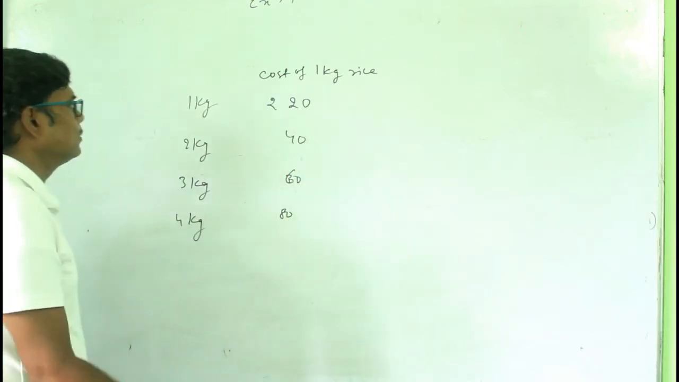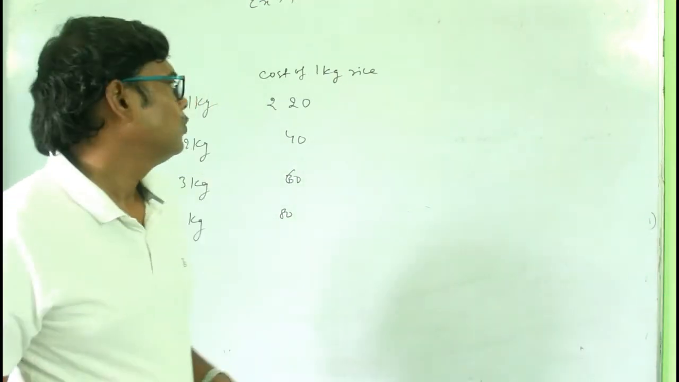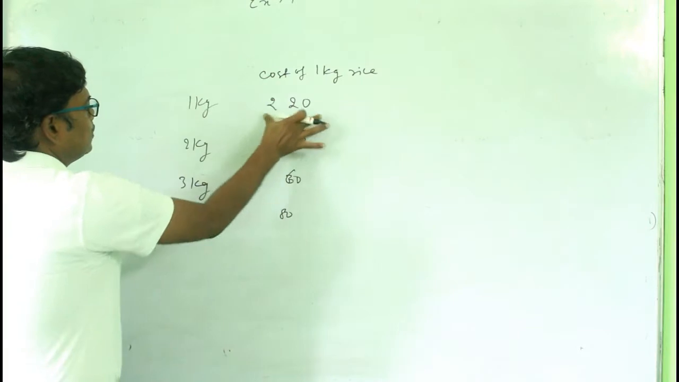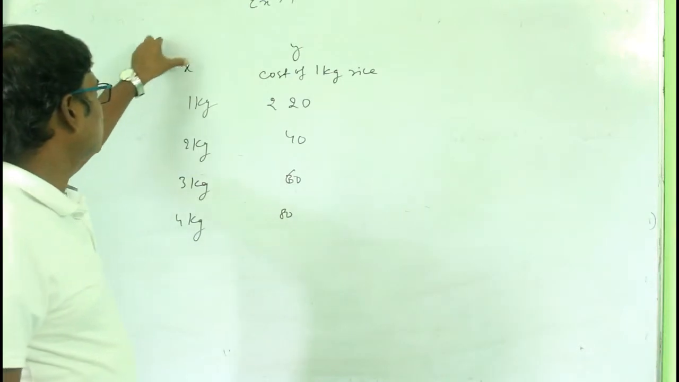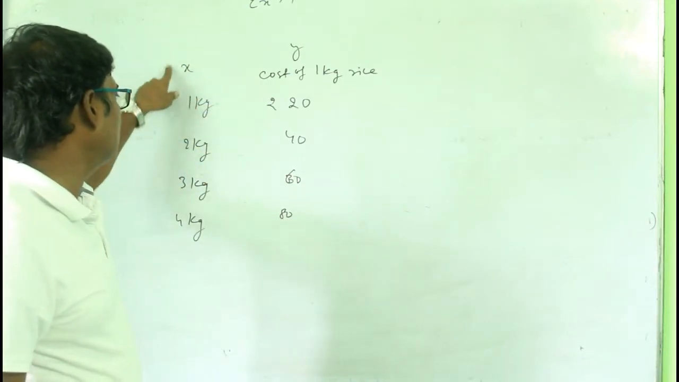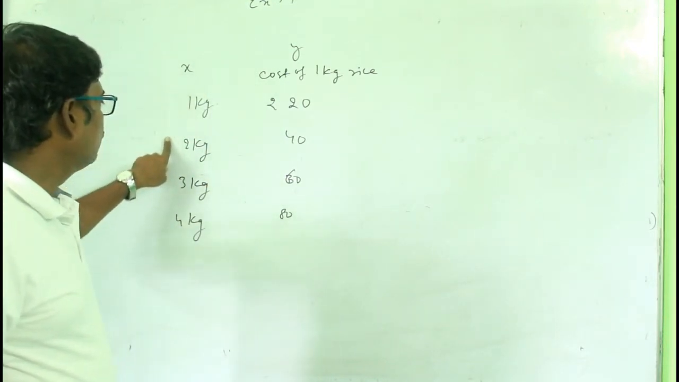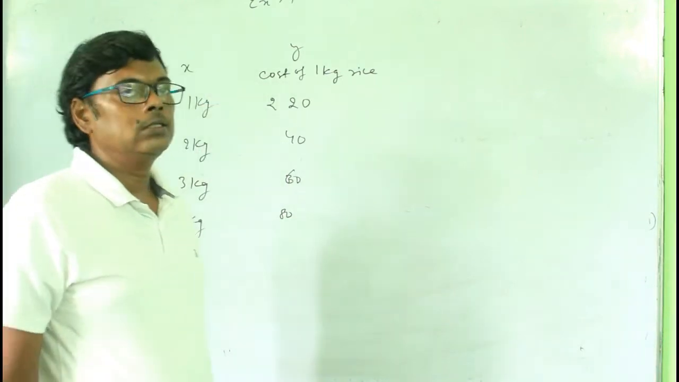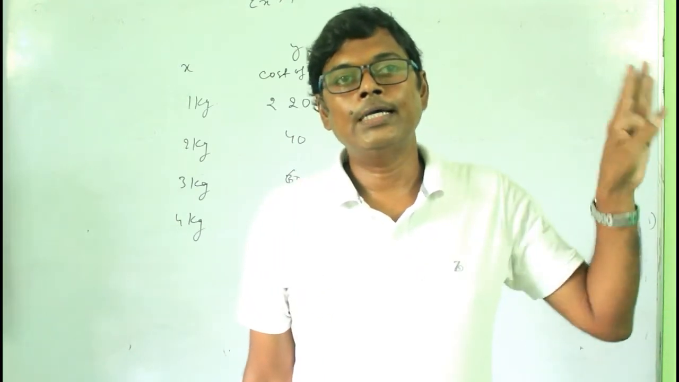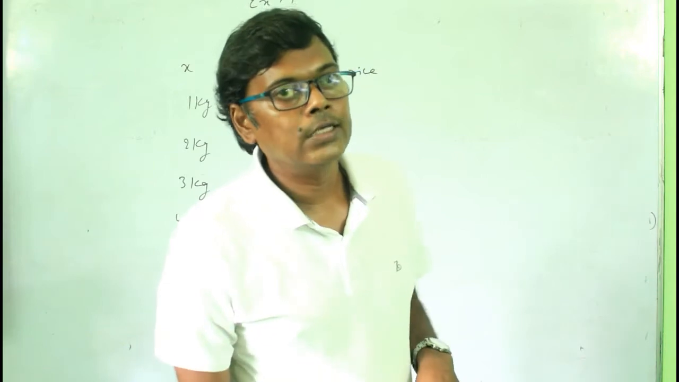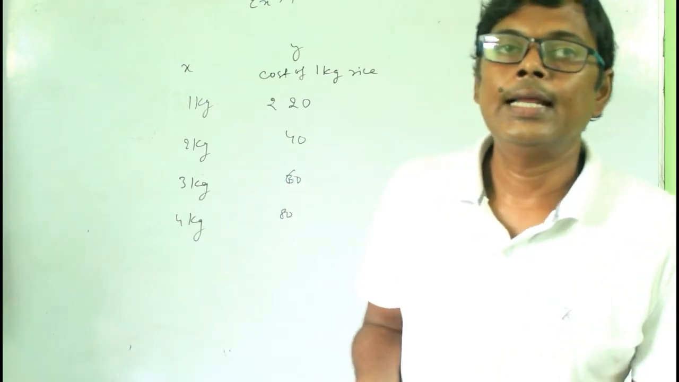So what do you say here? There are two quantities here. One is the quantity and the other is the price. Suppose this is x and this is y. This x is the mass or weight of the rice, and y is the price of the rice. As the weight of the rice increases, the cost of the rice also increases in the same ratio. So this kind of variation is called the direct variation.